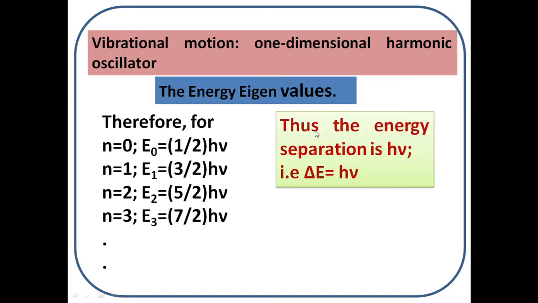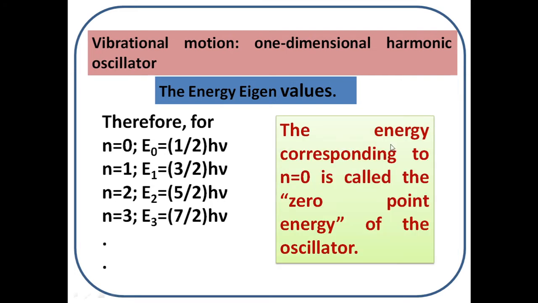Here we can see that the energy separation, that is the energy difference between two successive energy levels, given by delta E, will always be equal to h nu, which means that the energy levels are equally spaced. Again, the energy corresponding to n is equal to 0 is referred to as the zero-point energy of the oscillator.